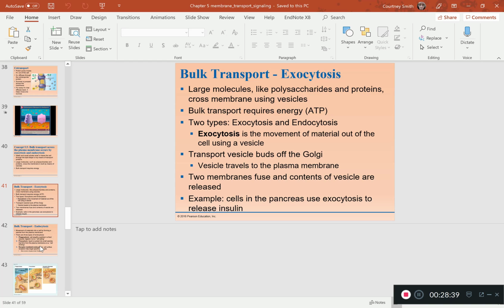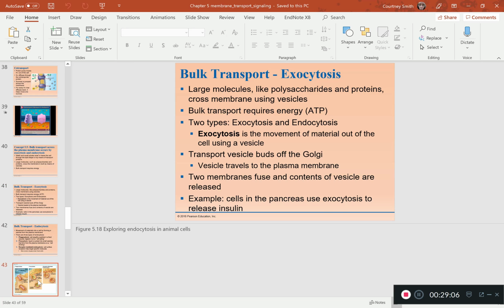And then normally what will happen is that something will travel through the Golgi apparatus, and the Golgi apparatus will package it inside the vesicle, and that vesicle will have some kind of signal telling it to go to the plasma membrane. And then once it arrives at the plasma membrane, it will allow it to cross so it's outside the cell.